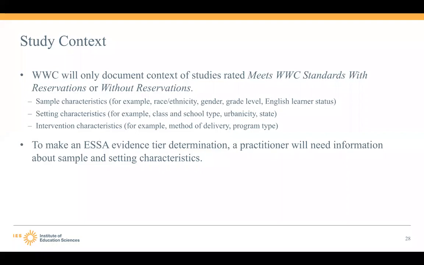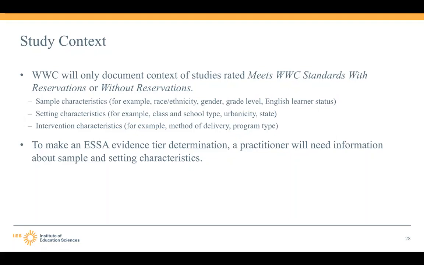So one last thing about the review process that is relevant for us today is documenting study context. Same as with the evidence of effectiveness, the WWC will not document context in a study review if the study is rated does not meet standards. Only for studies rated meets WWC standards with or without reservations.